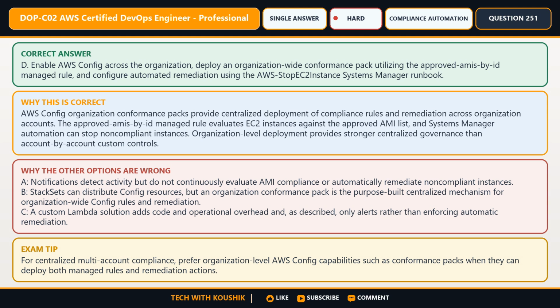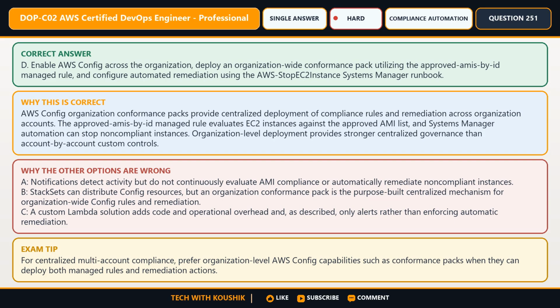AWS Config organization conformance packs provide centralized deployment of compliance rules and remediation across organization accounts. The approved-AMIs-by-ID managed rule evaluates EC2 instances against the approved AMI list, and Systems Manager Automation can stop non-compliant instances. Organization-level deployment provides stronger centralized governance than account-by-account custom controls.